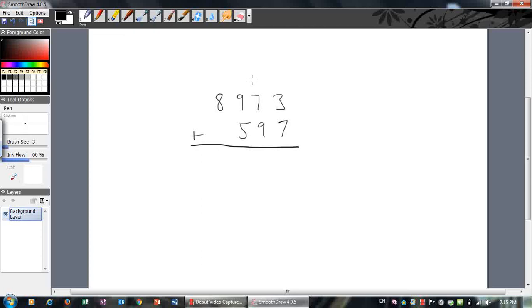Okay, firstly, units first. 3 plus 7, 10. So 1, 0 for 10. 1 plus 7 is 8, plus 9 is 17. So 1 goes here. 7 goes here. 1 plus 9 plus 5 is 15, so we put a 1 here and a 5 here, and then 1 plus 8 is a 9, and so that's how we add those up.